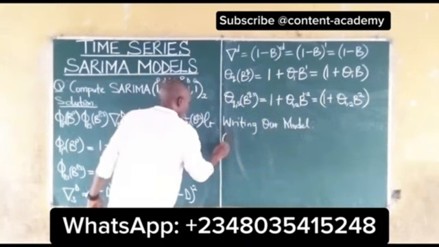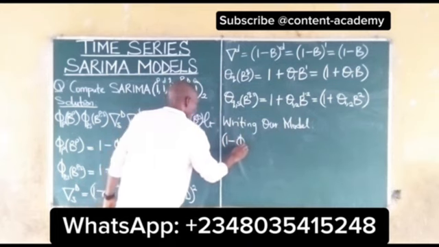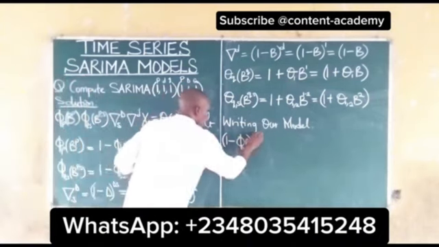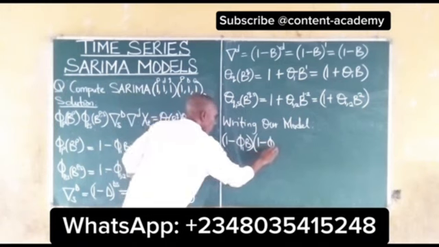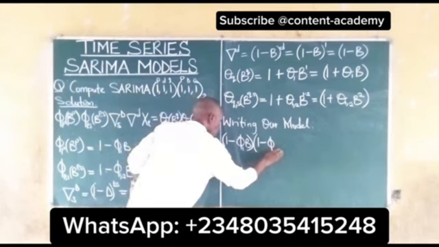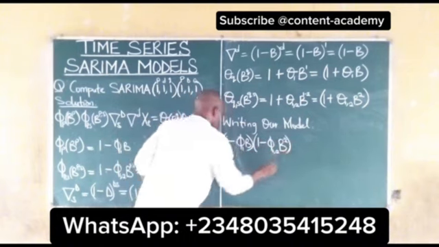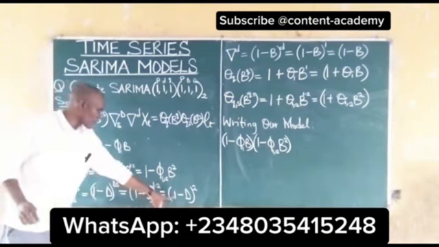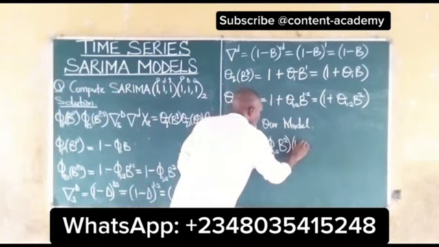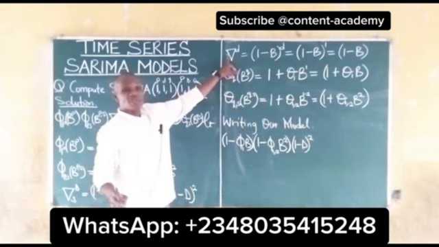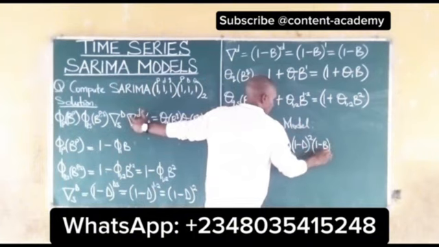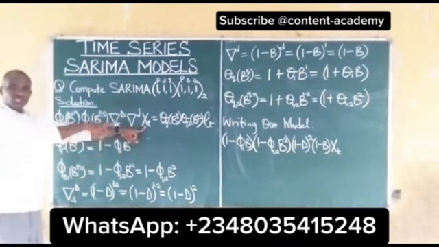We have 1 minus phi_1 B. That is for the auto-regressive non-seasonal part. Then the auto-regressive seasonal part is this. So we have 1 minus Phi_{1,2} B squared. Now, we also have our differencing, the seasonal part. We have it as 1 minus B squared. We also have our differencing part, non-seasonal. We have it as just 1 minus B. Then we put our X_t, which I have done there.